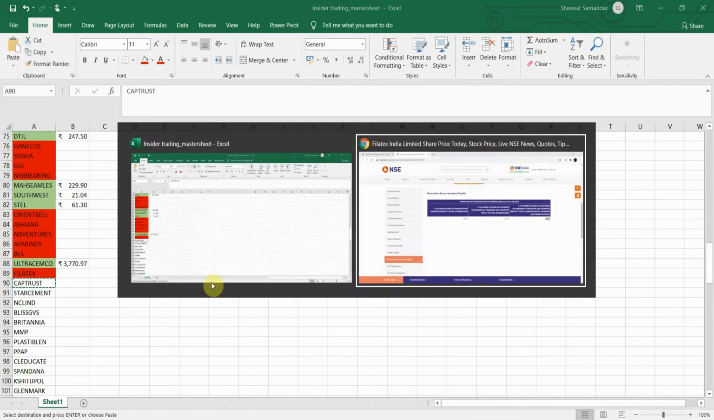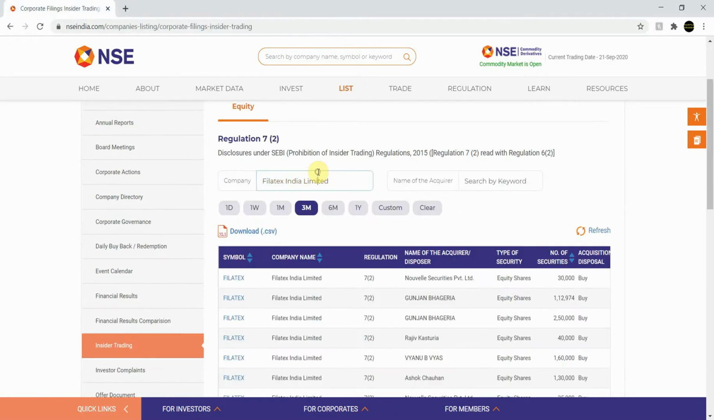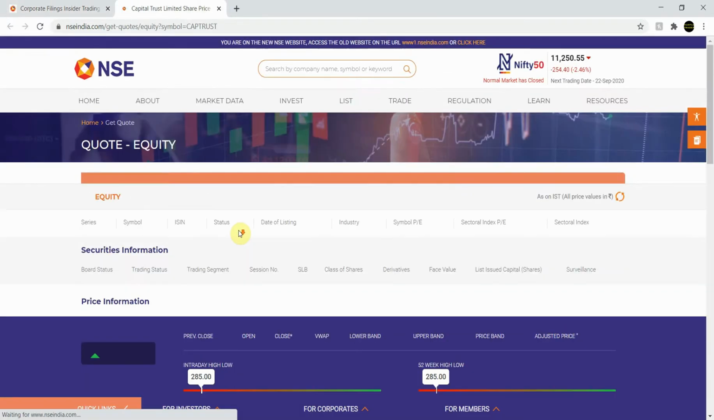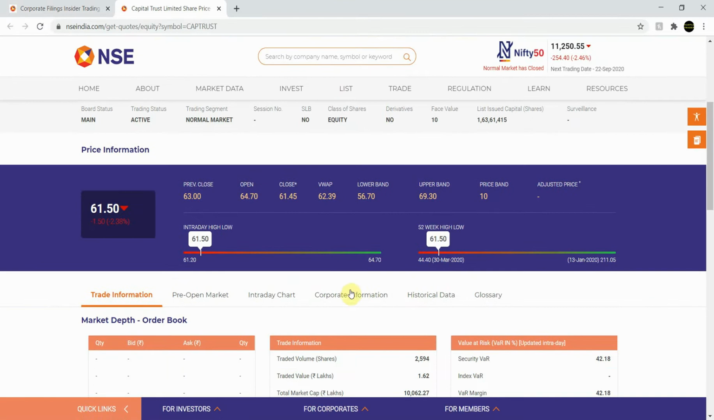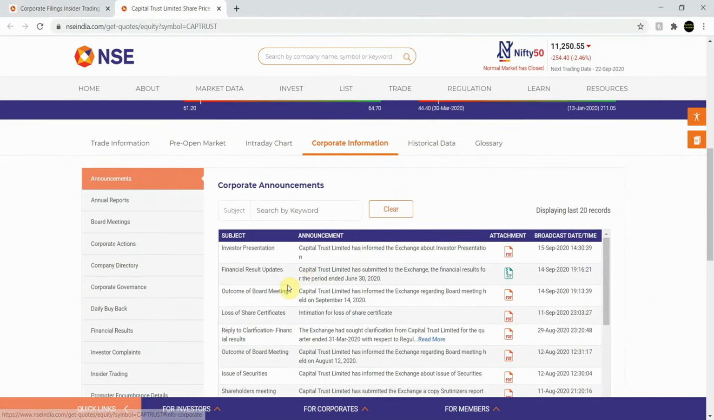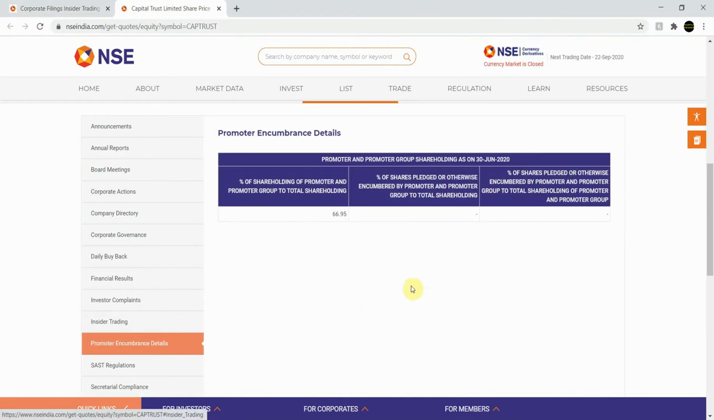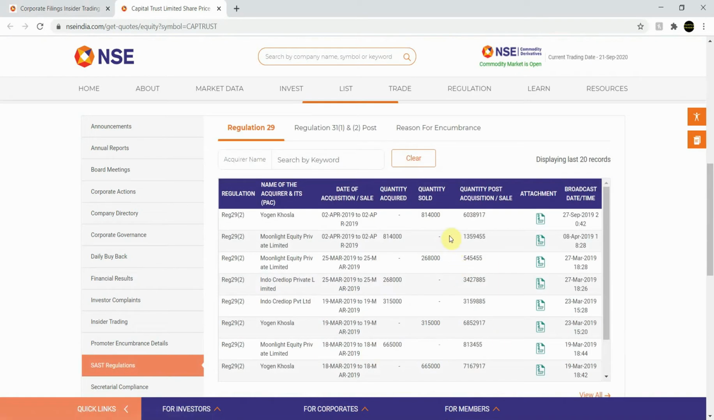Next on the list is Captrust. I'll quickly copy paste it down here. Capital Trust Limited. I'll click on the symbol of Captrust. It will redirect us to the page of Captrust. I'll go to the corporate information next. Let's check the pledging. Pledging is 0%. Let's check the selling. Okay, no selling has been reported in the recent 6 months. It's 27 September 2019, not 27 September 2020.